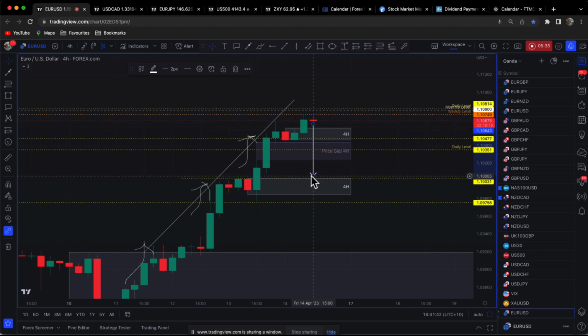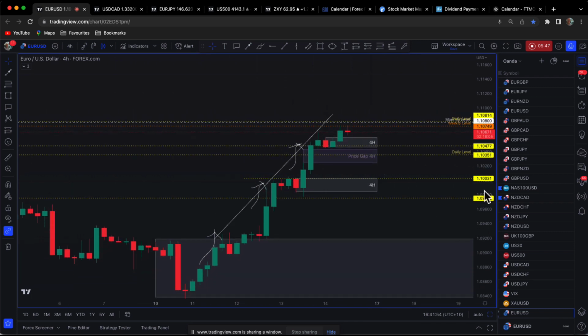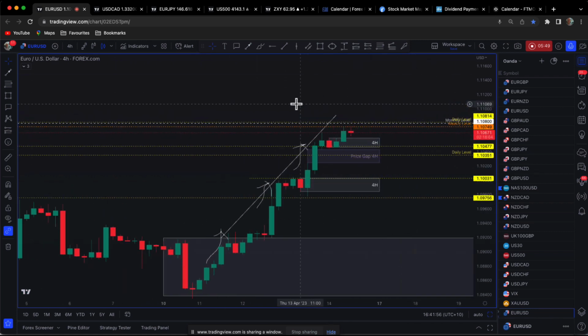I will buy around here, though, and I will look to take a counter trend short. Trading through this price gap, I think, would be the thing for me. So that's my take on this from the higher time frame perspective.